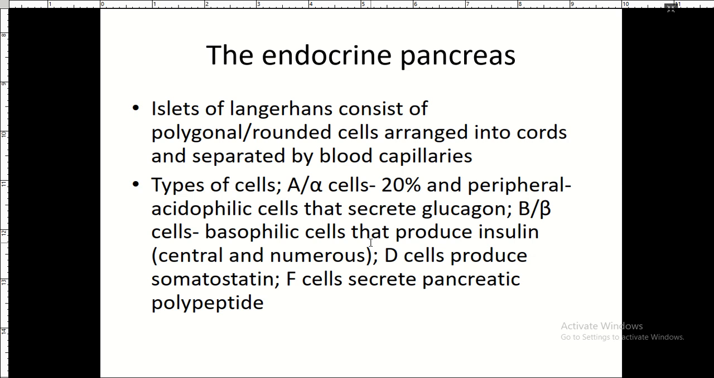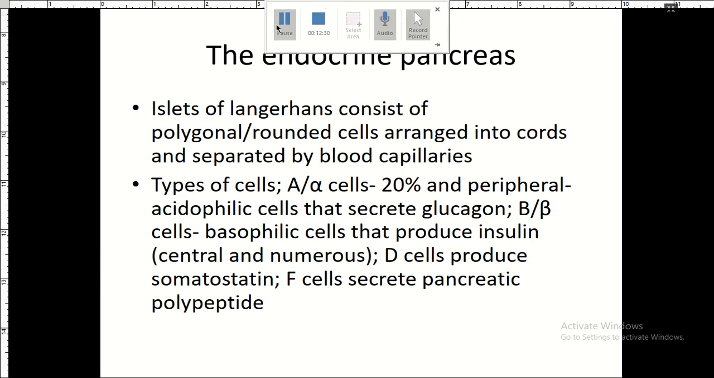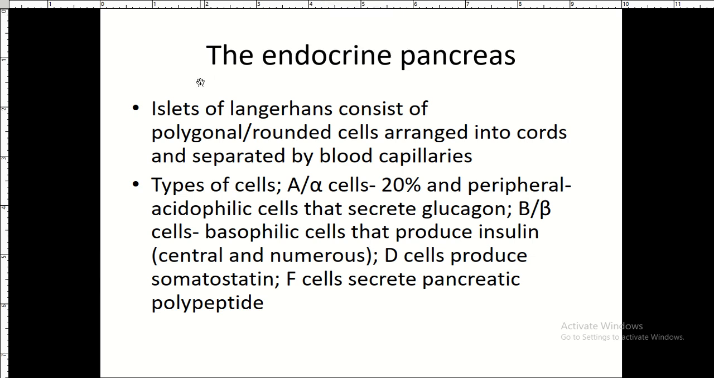Let's take a look at the endocrine pancreas. So we have the islets of Langerhans that will consist of rounded cells arranged into cords and separated by capillaries. So this one is highly vascularized because remember it's endocrine, right? Good. So we have types of cells, very important that you have to take note of.